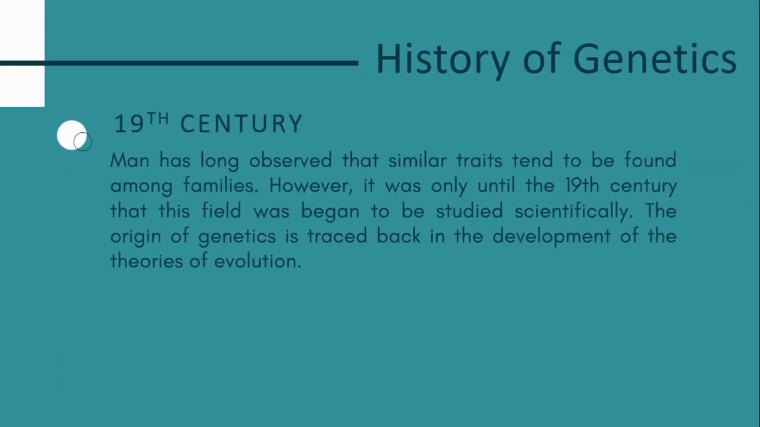Okay, so history of genetics. It started during the 19th century when man has long observed that similar traits tend to be found among families. However, it was only in the 19th century that this field began to be studied scientifically. The origin of genetics is traced back to the development of theories of evolution. As I have said, it was also used by Gregor Mendel in studying the theory of evolution. Genetics played a vital role in the theory of evolution by Gregor Mendel.